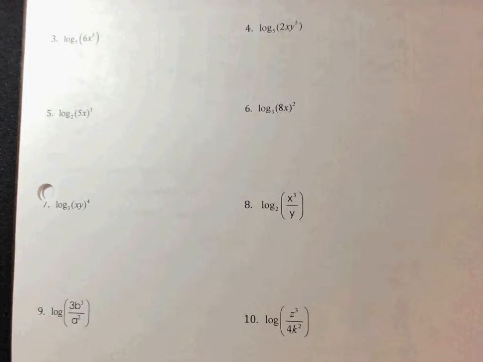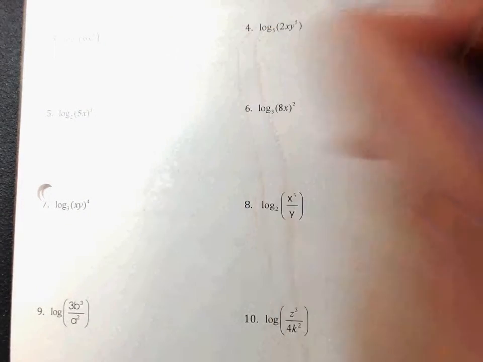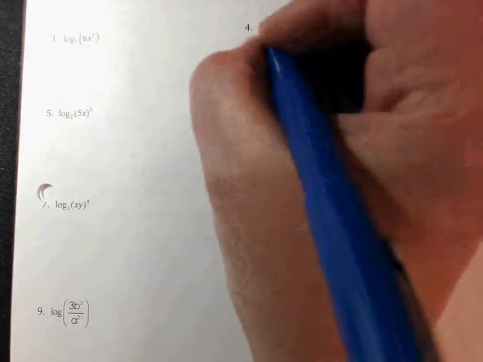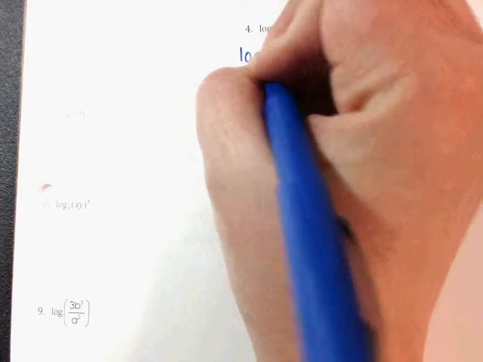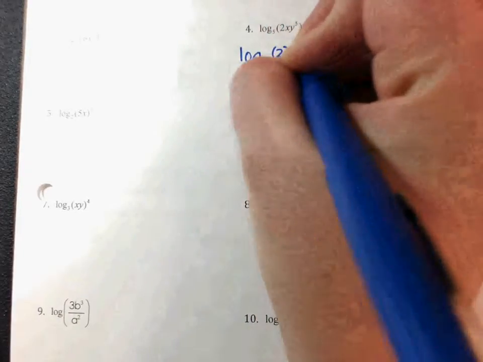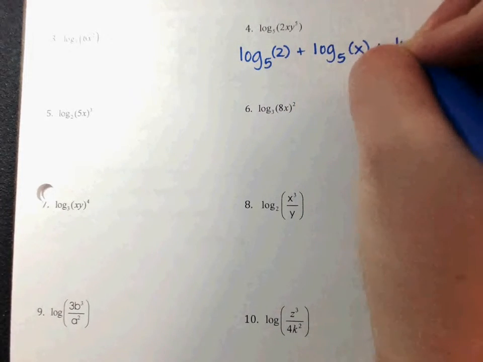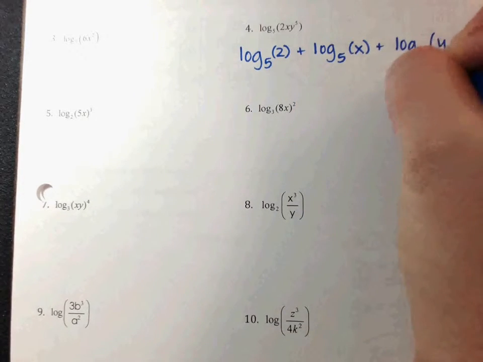4. Now on number 4, how many logs should you end up with when you separate that? 3. 1 for the 2, 1 for the x, 1 for the y. And if 2xy to the 5th are all multiplied, what signs should you be doing in the middle? What operation? Plus or minus? Plus. So it'll be log little 5 of 2, log little 5 of x, log little 5 of y to the 5th.